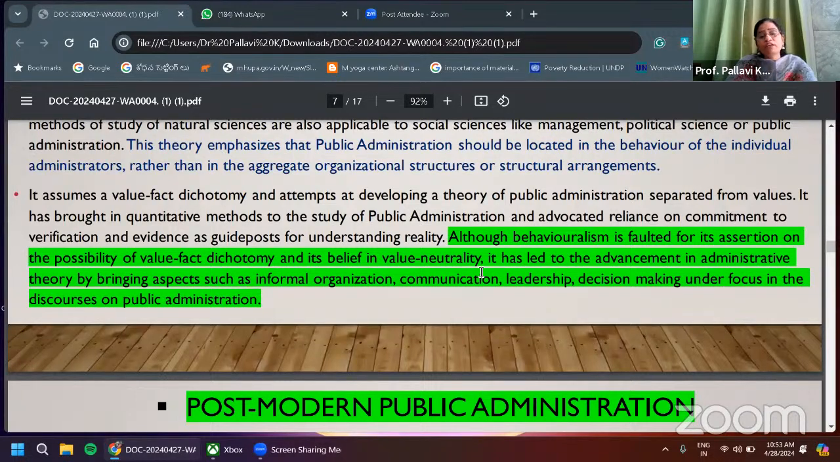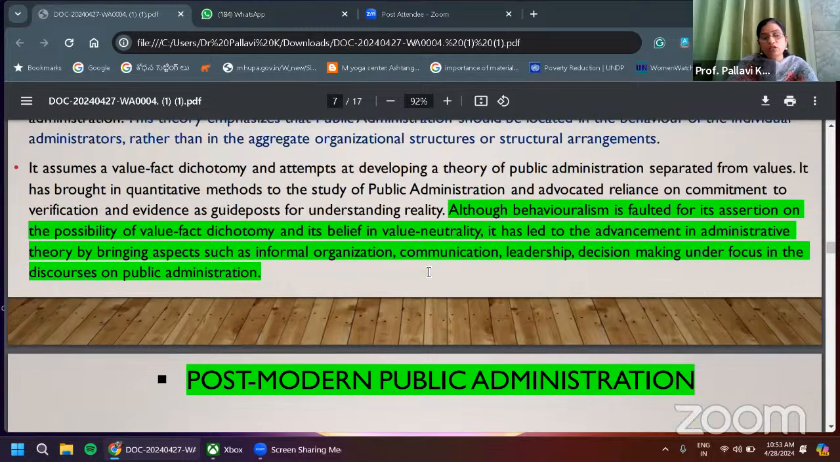Then the value-fact dichotomy also assumes a great importance, because you need to consider the different facts, what they are, before making any decision. And what are the values, all these aspects, they contribute a lot during decision making.